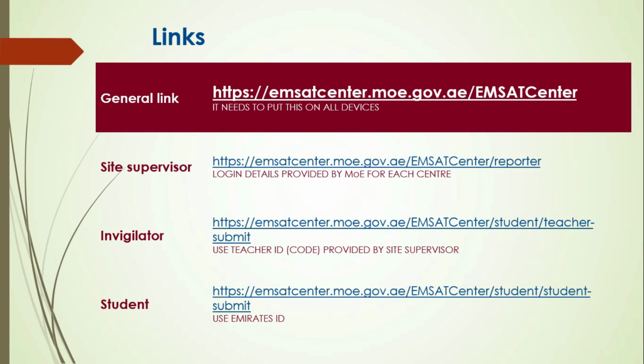Here are the links to the test. So they're all very similar. They have told us to put the one at the top, EmSAT Center one. This needs to be put on all devices. The site supervisor will add reporter. That's how they can get into adding the invigilators. The invigilators need to add this one, student, then teacher submit. They can enter the devices. And then the student would do student submit, and they would enter the Emirates ID. But I believe that the link at the top will cover all of these entry points.